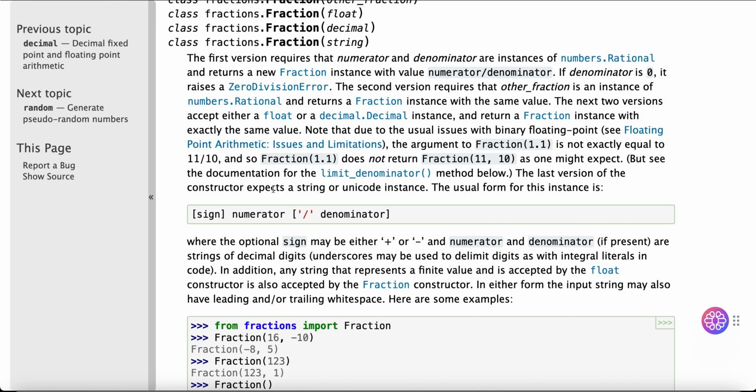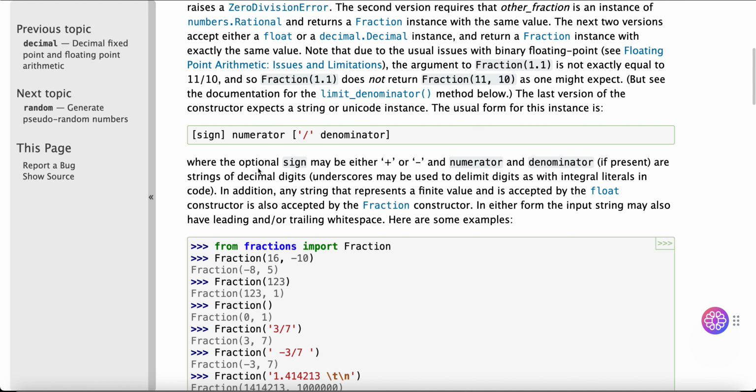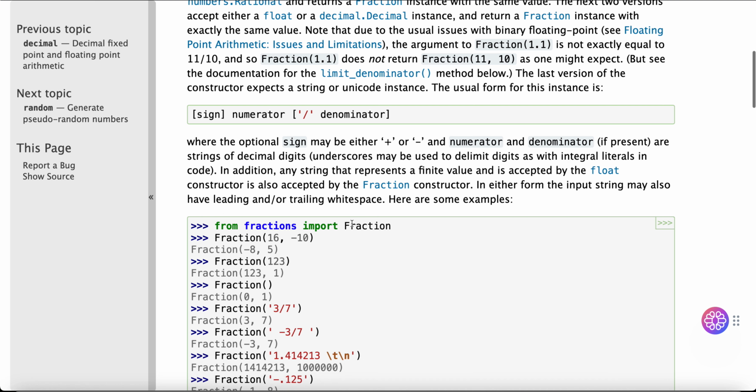The last version of the constructor expects a string or Unicode instance. The usual form for this instance is sign numerator/denominator, where the optional sign may be either plus or minus, and numerator and denominator, if present, are strings of decimal digits. Underscores may be used to delimit digits as with integral literals in code. In addition, any string that represents a finite value and is accepted by the float constructor is also accepted by the Fraction constructor. In either form, the input string may also have leading and trailing whitespace.